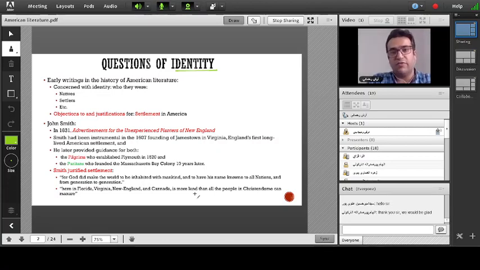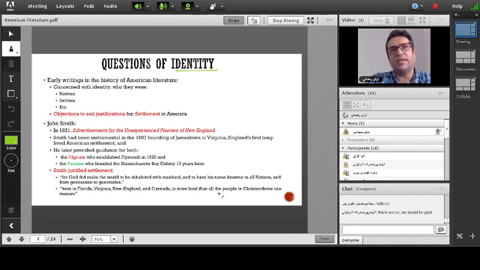And then we have justifications for settlement. So there are some people who say, no, we did a great thing. We have to continue our work here, even if it means killing native people, even if it means enslaving Africans and importing them from Africa. We have to continue the settlement in America.